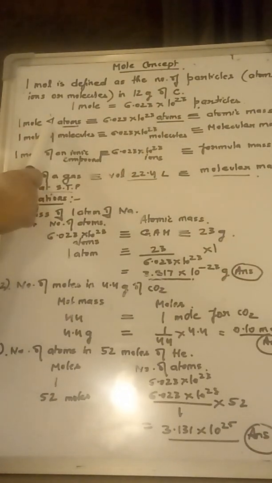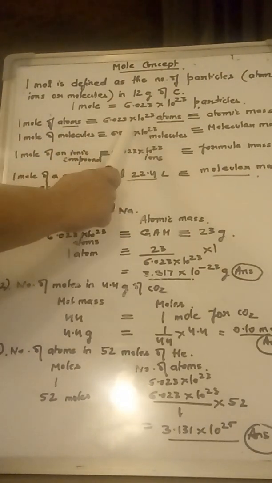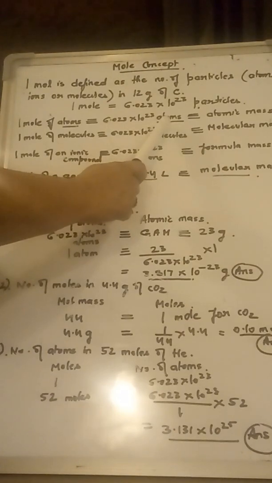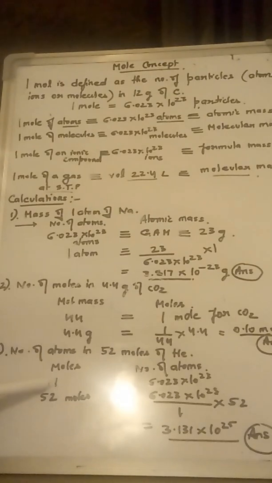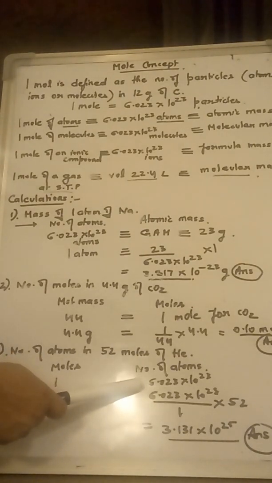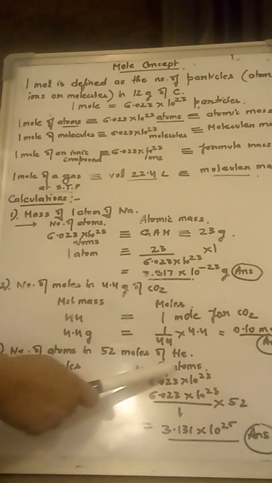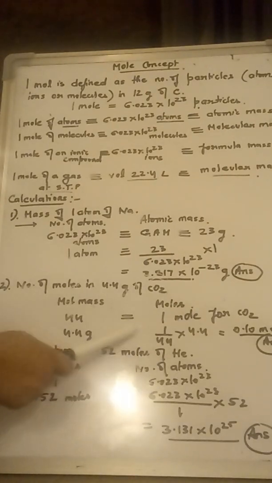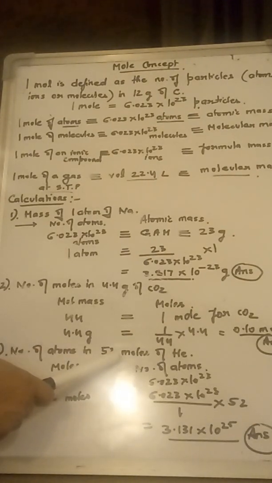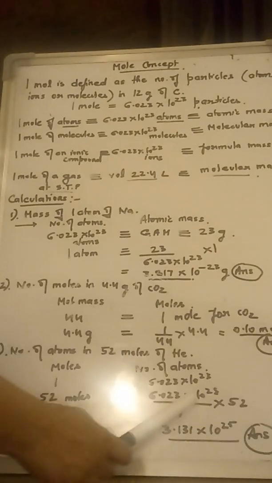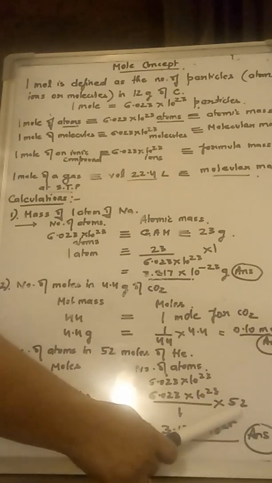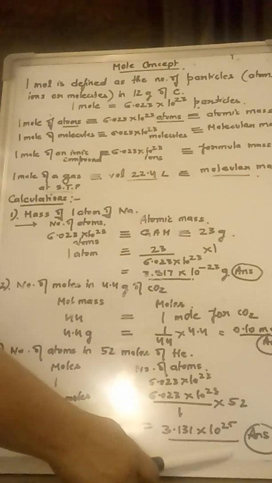You know that 1 mole of atoms has how many atoms? 6.023 into 10 to the power 23 atoms. So we write this relation here: 1 mole is equal to 6.023 into 10 to the power 23 atoms. Now how many moles are given? 52 moles of helium. So 52 moles of helium will have how many atoms in it? 6.023 into 10 to the power 23 upon 1, into 52, and this is the answer.